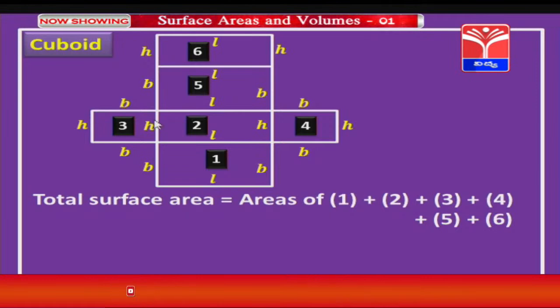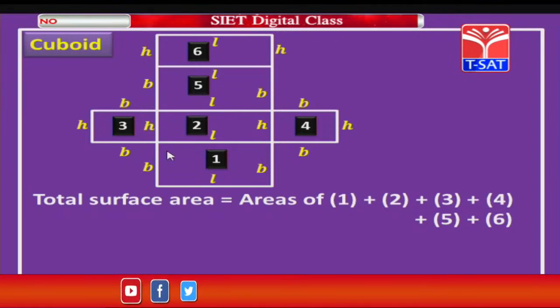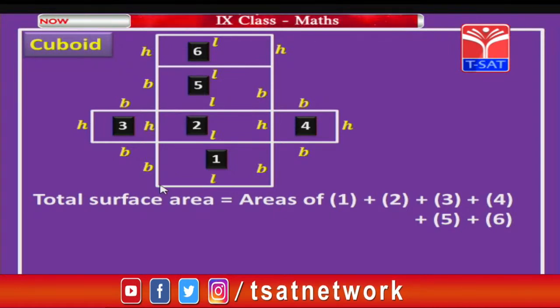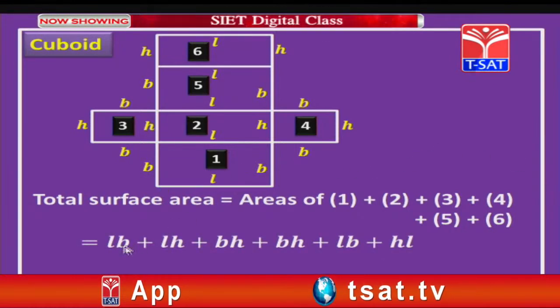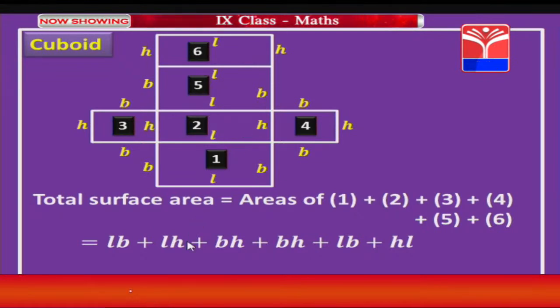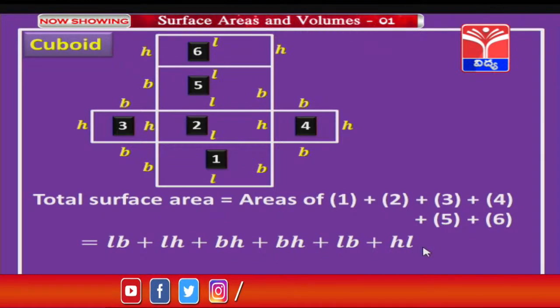Now children, if you notice the area of this first figure, it is a rectangle. Now what is area of a rectangle, children? That's right, it is length into breadth. So here area of first one is L into B. Similarly, what about the second one, children? Here L into H, LH. So similarly, we will write the areas of the remaining rectangles.